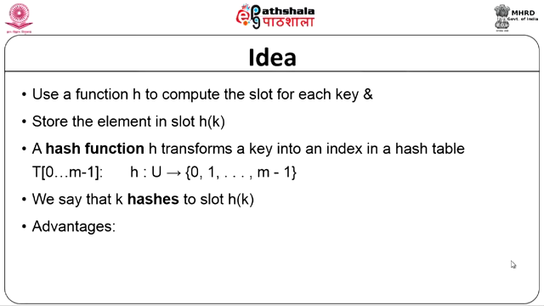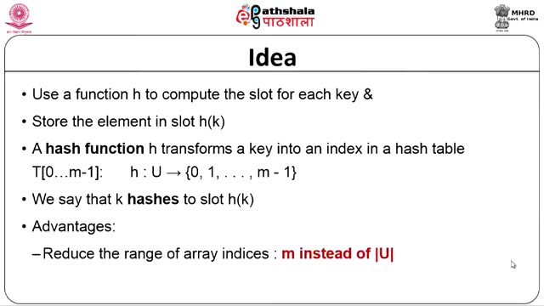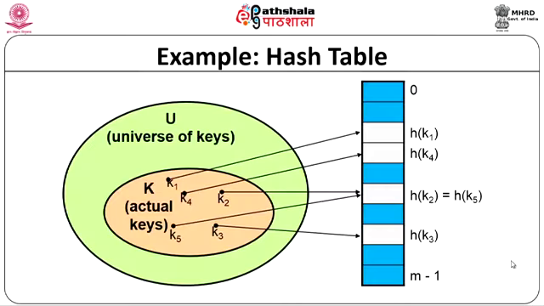So, the advantages are that you reduce the range of array indices to m instead of the size of u, which is the key size, the number of unique keys, and storage is also reduced. So, that is the idea behind the whole thing.